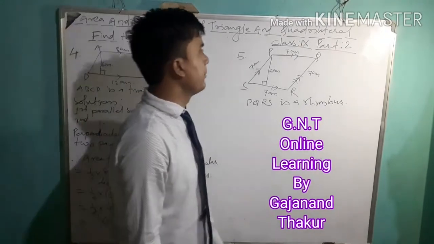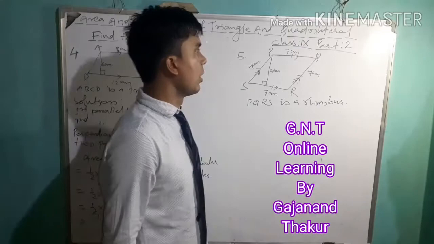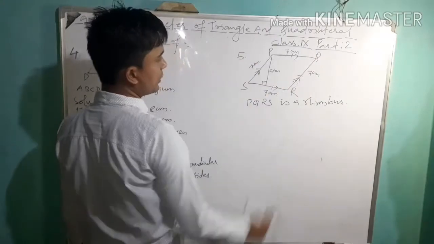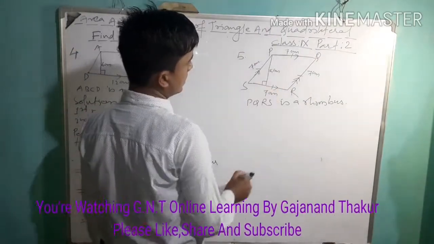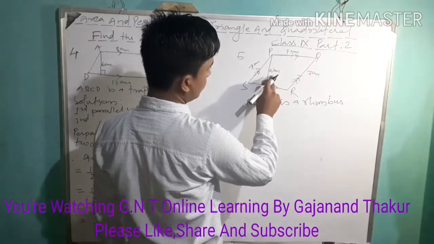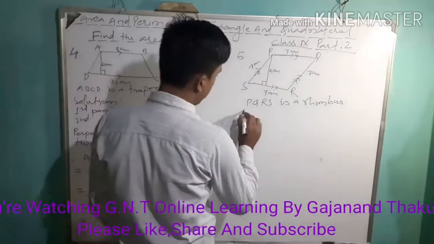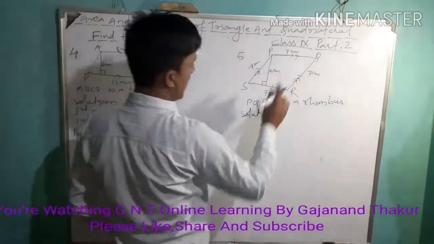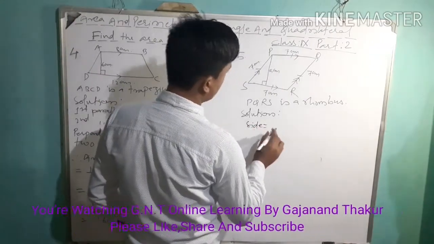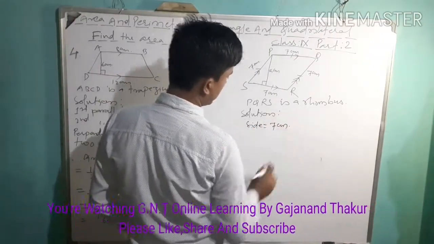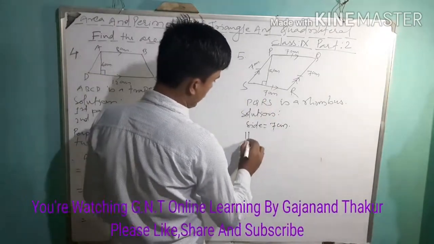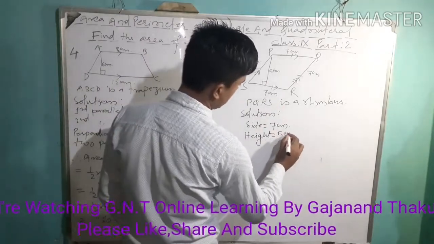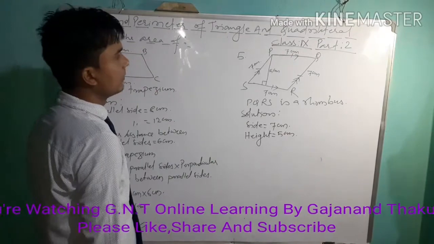The next question we have here: PQRS is a rhombus. We are given all sides as 7 centimeter, and the perpendicular distance between two sides is given as 5 centimeters. In the solution, the side equals 7 centimeter. Then we are given the height, so height equals 5 centimeter. We have to find the area of the rhombus.